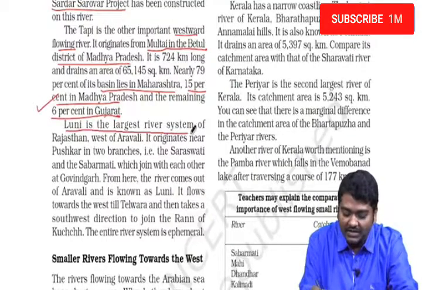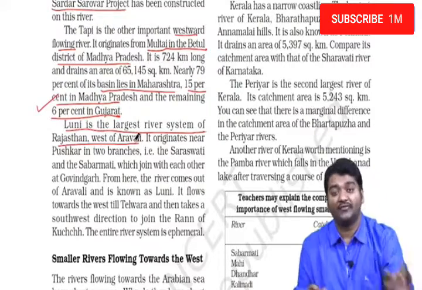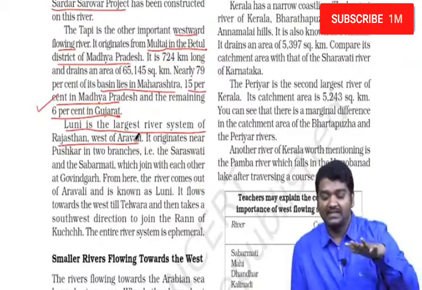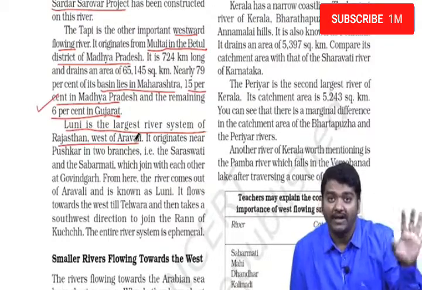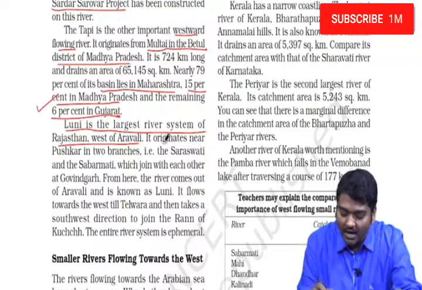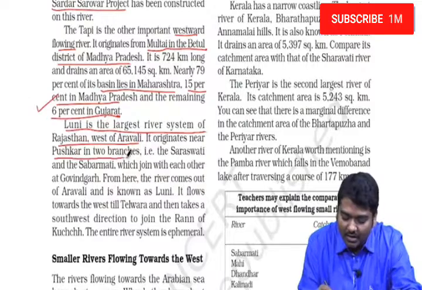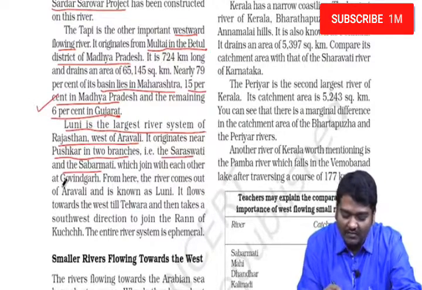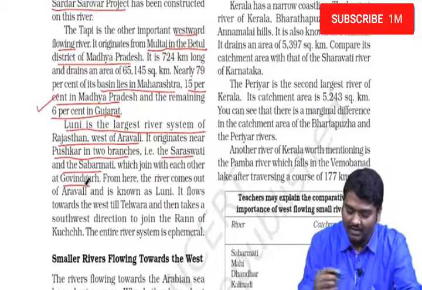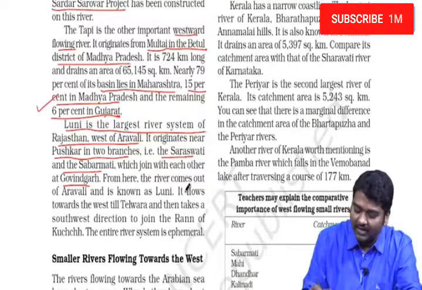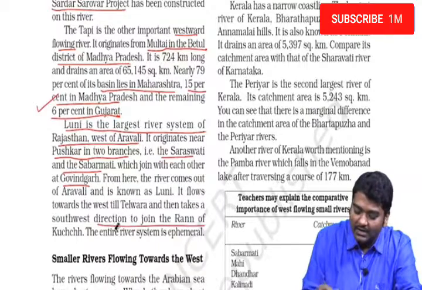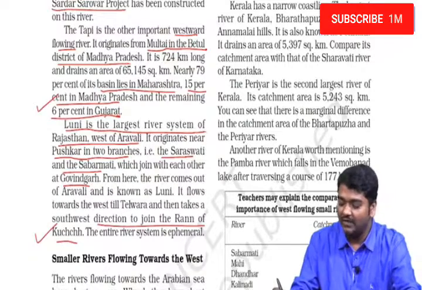Luni is the largest river system of Rajasthan, which originates in the Aravallis and drains in the basin itself. It doesn't reach the Arabian Sea. It originates near Pushkar in two branches, the Saraswati and Sabarmati, which join with each other, right? No need to read about this much. What is more important is that it joins the Rann of Kutch. It is very, very important.